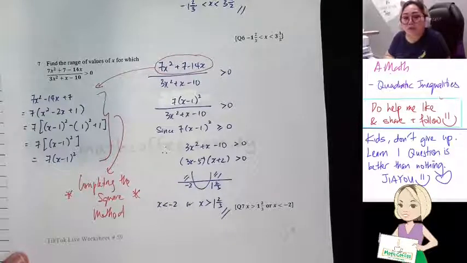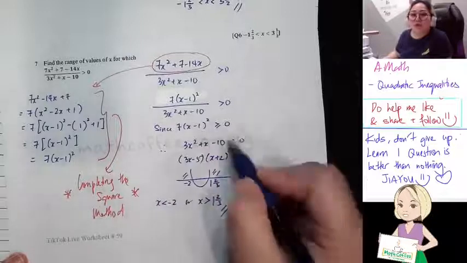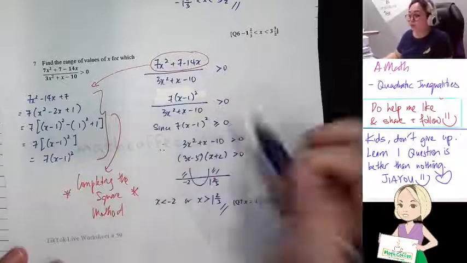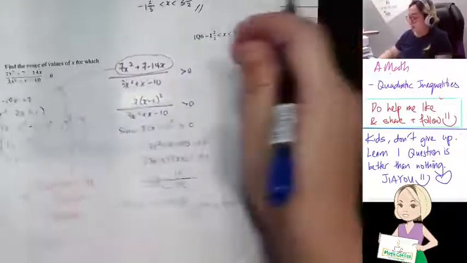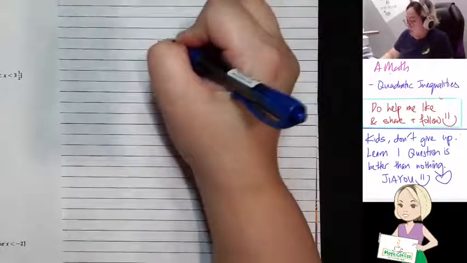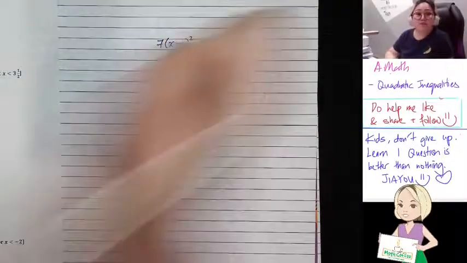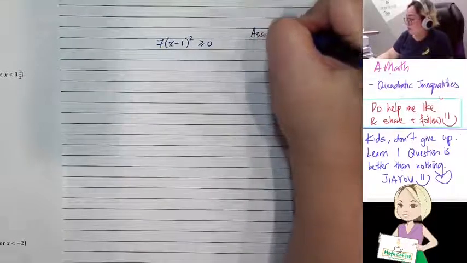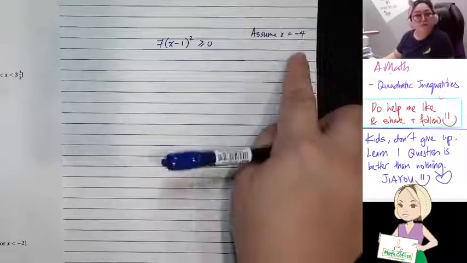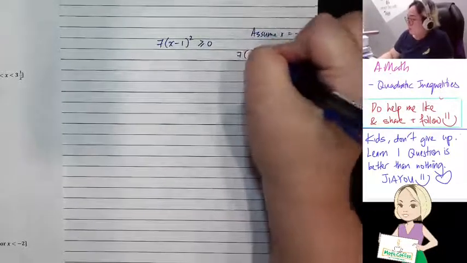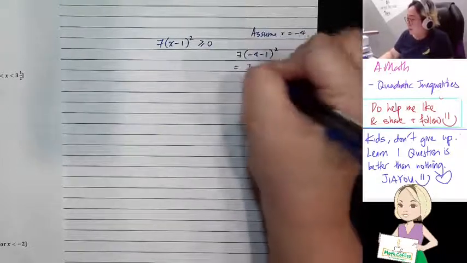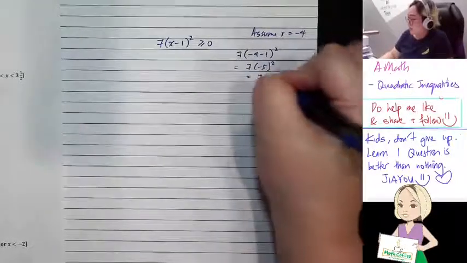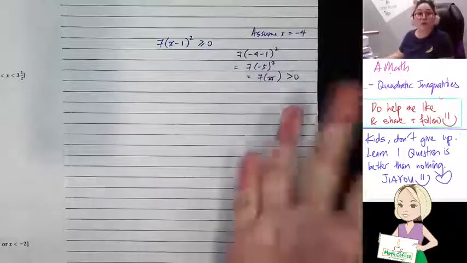Why is top more than or equals to 0? Because anything squared, you see, okay, let me just give you an example. Let's say my x is equals to negative 4. 7 times negative 4 minus 1 squared, 7 times negative 5 squared. Negative 5, when I square it, it becomes positive, agree? So it becomes 7 times 25. So you see, it's more than 0, agree?